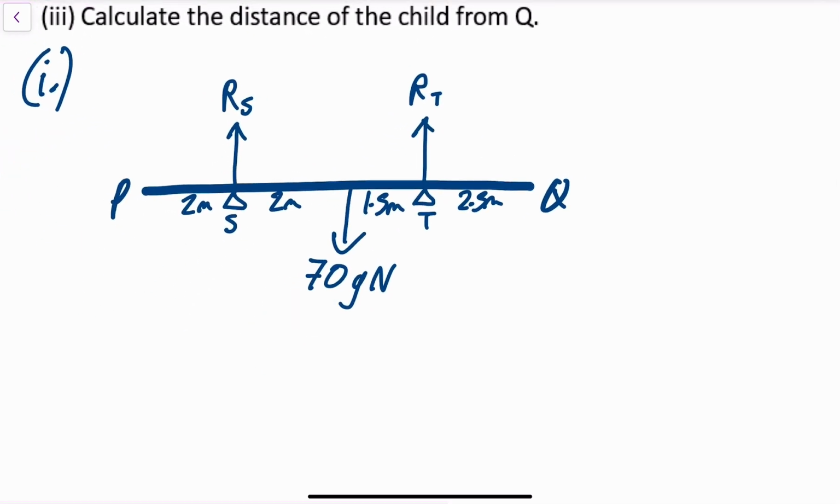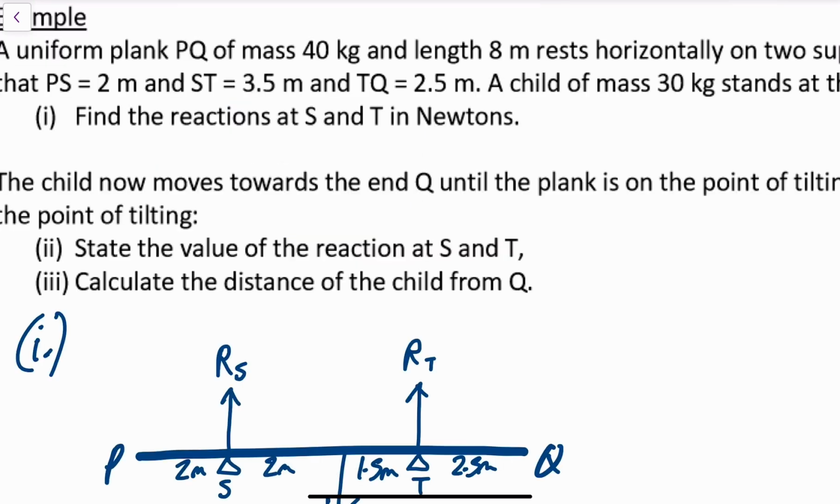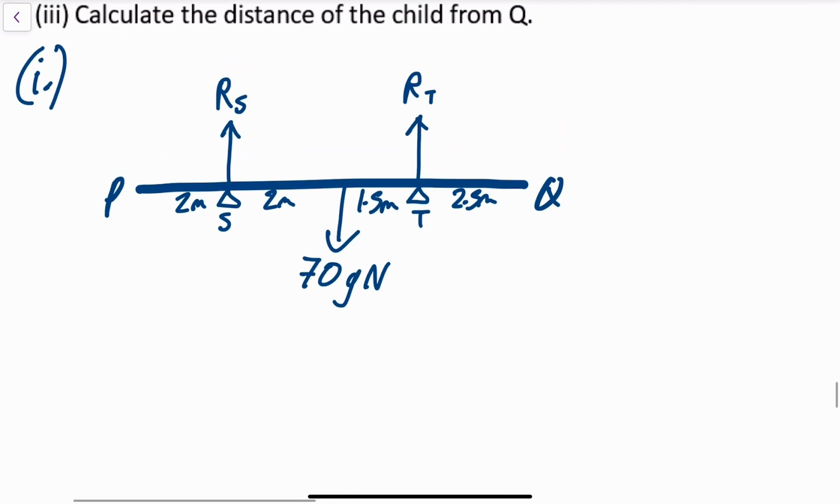Okay, so the diagram we have here: you have your length of plank, which was 8 meters long. PS was 2 meters for the first support at S, and so I've got RS going up there, and then another 2 meters to the center. And this 70 here is because we've got the weight of the child and the weight of the plank acting in the same place. Okay, so only two things we can do here: we'll resolve vertically and then we'll take our moments. So we'll do the resolving vertically first. Resolving vertically, I'm going to have RS plus RT is equal to 70G. And we'll have to come back to that.